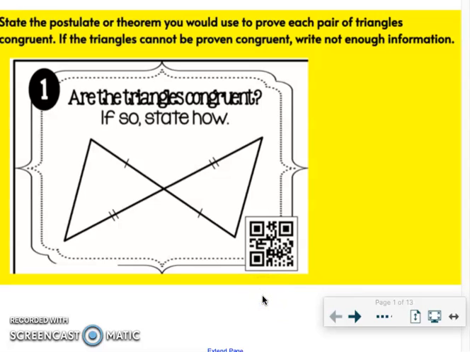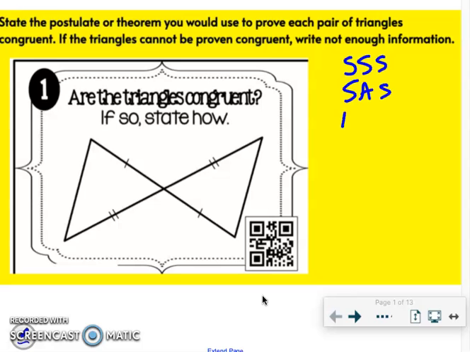This is the notes for review day 1 of chapter 4. First thing that we're looking at is how to do the ones where you have to just say which theorem you would use. It says state the postulate or theorem you'd use to prove each pair of triangles congruent. If the triangles cannot be proven congruent, write not enough information. So these are the options we can use.